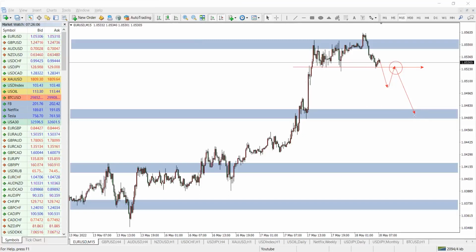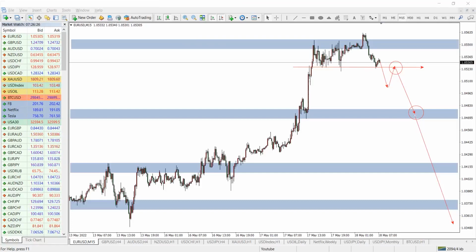If it breaks here, if it breaks, I repeat, if it breaks this area here on the intraday perspective, then most likely it wants to go back down all the way to the lows on the higher time frame at about 1.0350. That is if it breaks here.